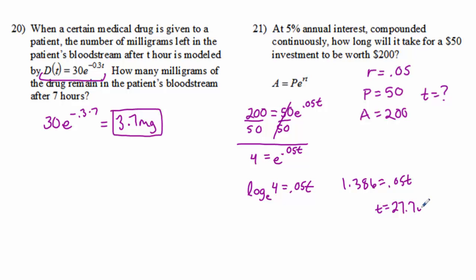You can round to 28. I told you guys with years you could round to the nearest year, and that's fine. If it doesn't specify what to round to, I don't really care what you round to. So what do you do with the 0.05? I divided by 0.05.